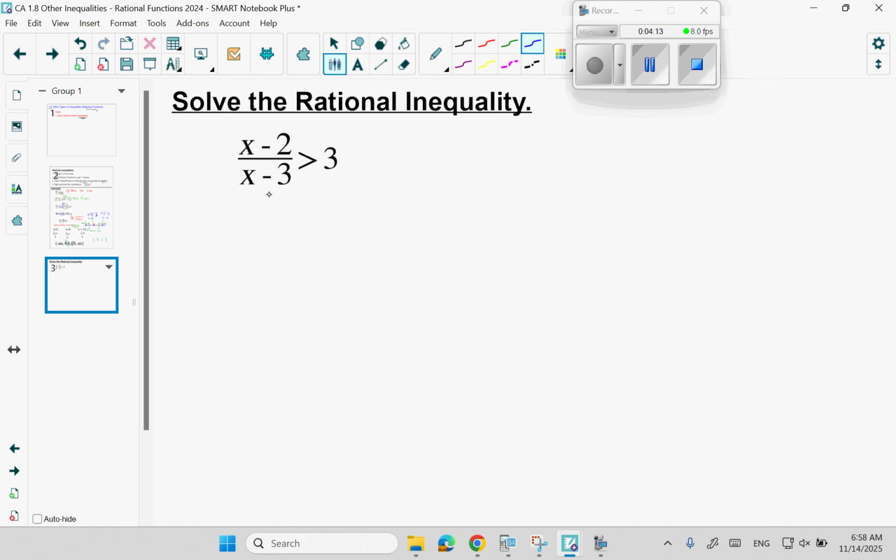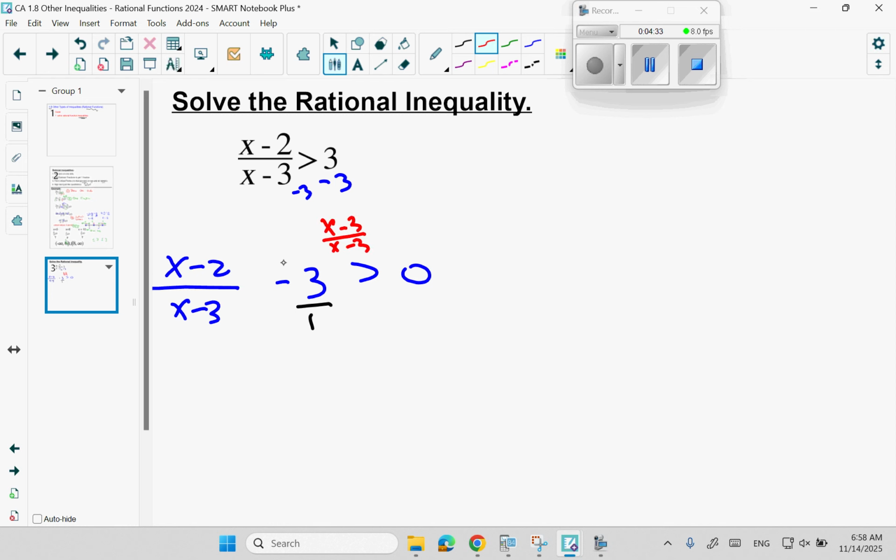Let's try another one. (x minus 2) over (x minus 3) greater than 3. So the first thing we want to do is get one side to 0. So let's subtract 3 from both. This 3, we can treat it as over 1. And I can multiply it by (x minus 3) over (x minus 3). And I can distribute this 3 to x and negative 3.